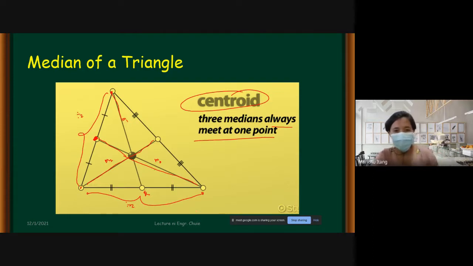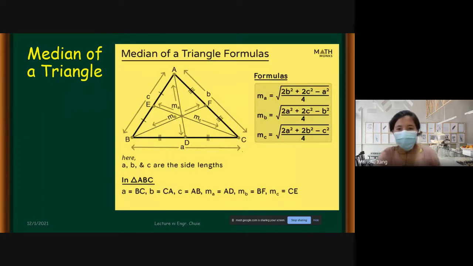Now, how are we going to locate the amount of the median of a triangle? By the formulas we have here, just take note of the formula. You can either memorize or familiarize with this formula. But if you want to apply the basics, you can apply the law of sines and the law of cosines to determine the value of the median.